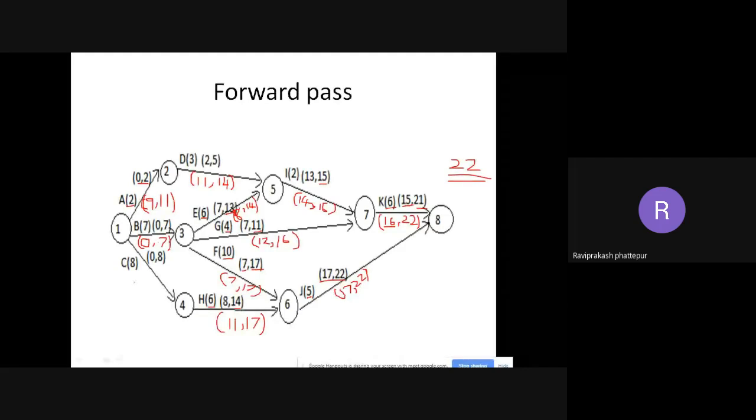So now coming to C. For C, there is only one. So 11 is the ending. So that will be the ending here, 11. So comma 11 minus, what is the duration? It is 8. So 11 minus 8. What is 11 minus 8? 3. So it is 3 comma 11.